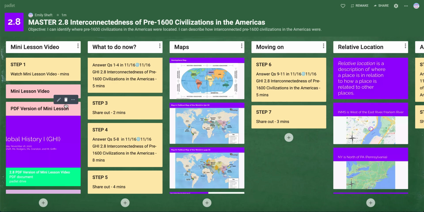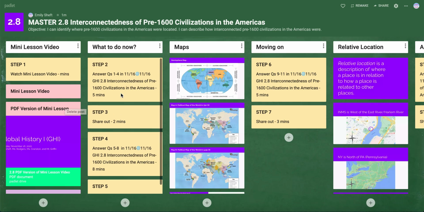So that concludes our mini lesson video. We're now going to move right on to starting our work in the pod, and we are on step 2, where you're going to answer questions 1 through 4. You have about 5 minutes to do that, and in about 30 seconds, we will start that 5-minute timer. So head straight to this Jupyter pod right here.